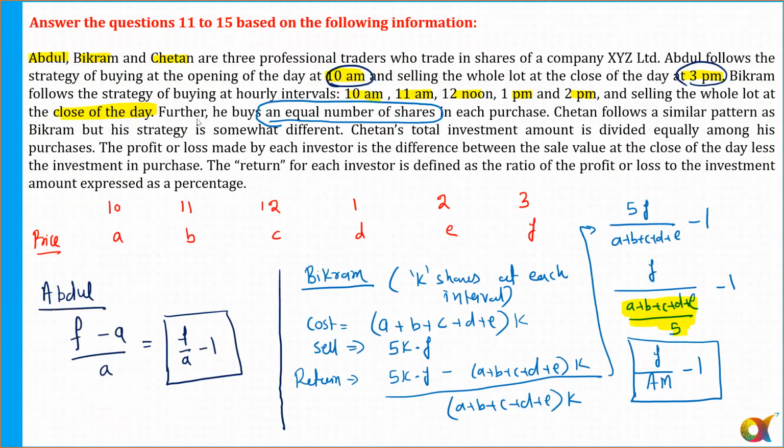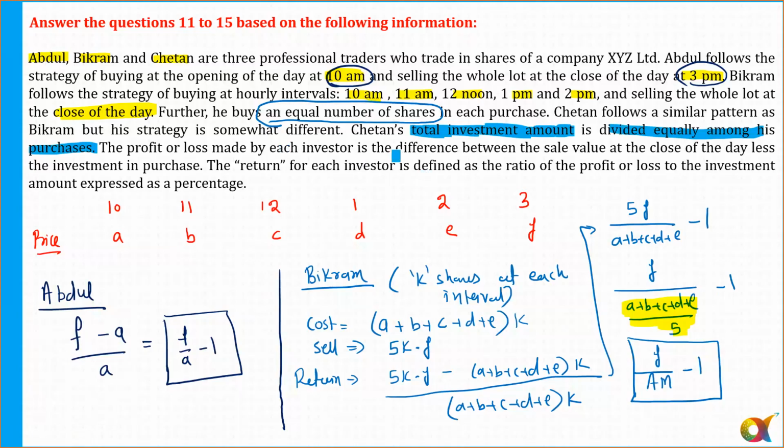Now, next point here. Coming to Chetan. Chetan follows a similar pattern, but his strategy is somewhat different. Chetan's total investment amount is divided equally among his purchases. So whatever amount he is investing, he divides equally among all these purchases. But again, Chetan is purchasing at 10, 11, 12, 1 and 2. And the profit or loss made by each investor is the same thing.